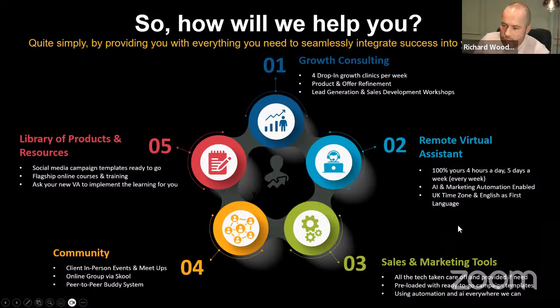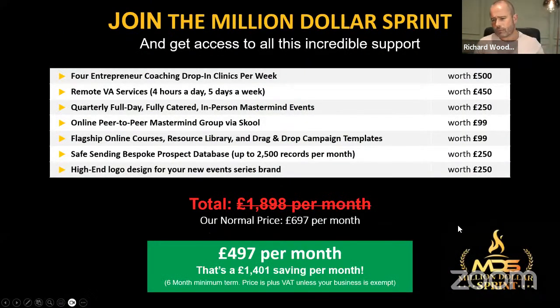So we've got an offer, as you might expect. Normally, if I totted all of that up, the cost of all of those 5 elements and all the support we give you is £1,898 per month. And our normal price is £697 per month. But we have an offer for you here of £497 per month. So that's a £1,401 saving per month.